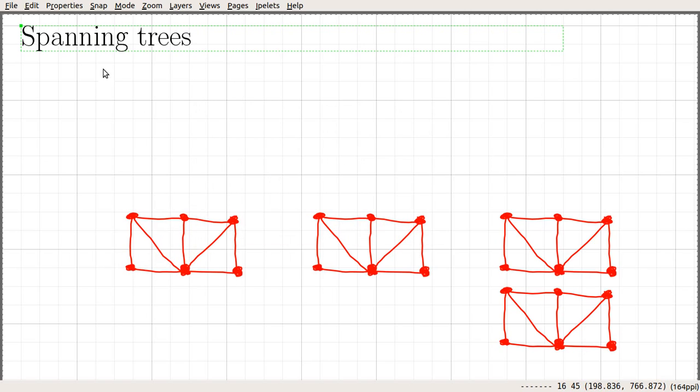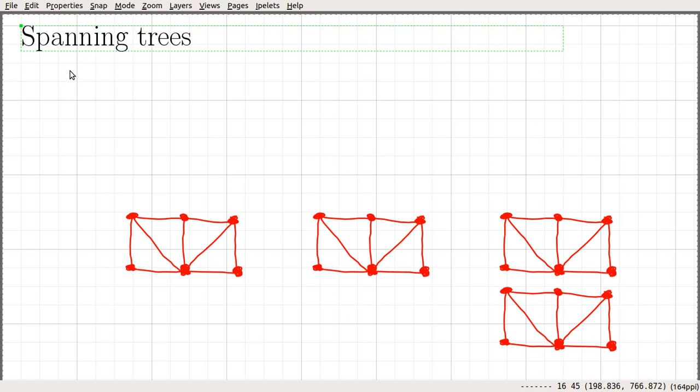Okay, in this video we are going to talk about a special kind of subgraph of a graph called a spanning tree. So we will see the definition of a spanning tree. Then after that we will look at one or two properties of spanning trees and some of the terms related to spanning trees. So let me start by defining a spanning tree.